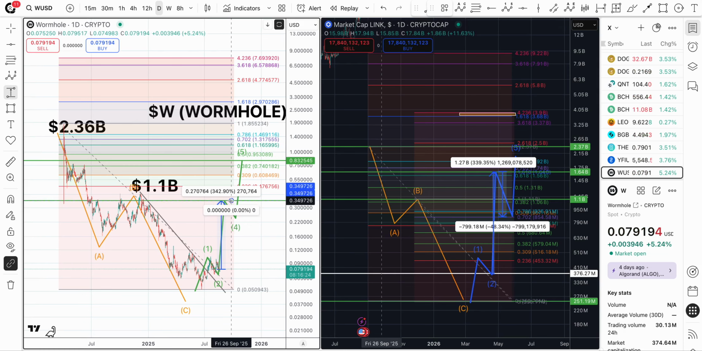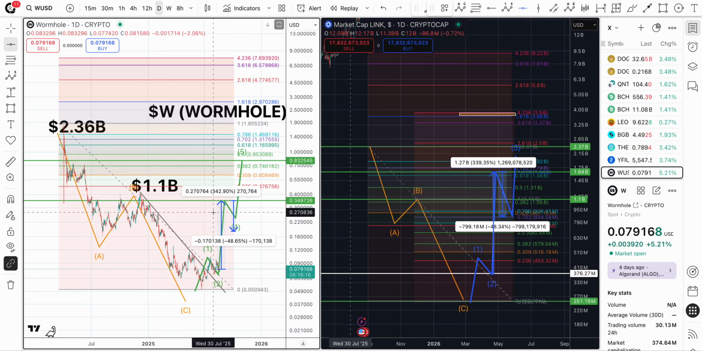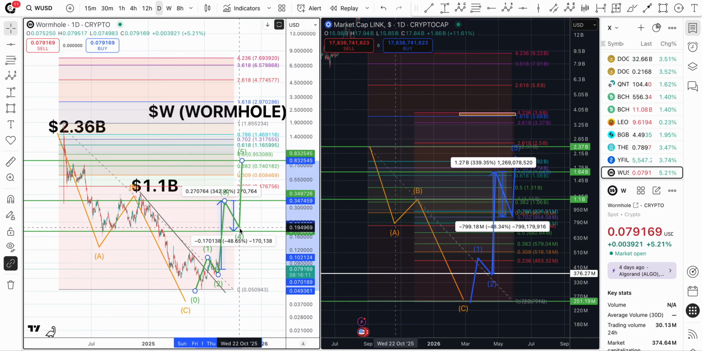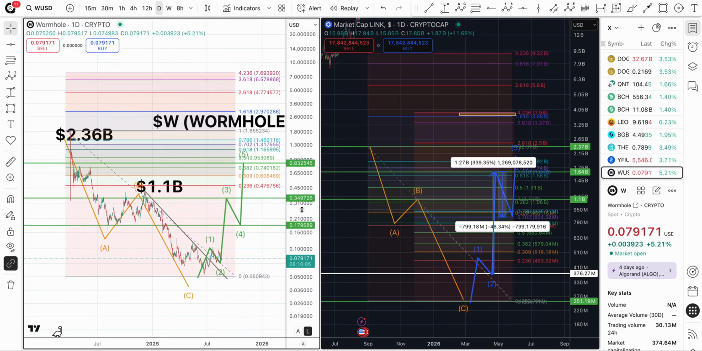Okay, then we had a drop down here, 48.34%. 48. It's about as close as this thing's going to let me get. Right at like 18 cents. Nice round number. Okay, so wave 4 down here. And then like we said, wave 5 up there to 83 cents.